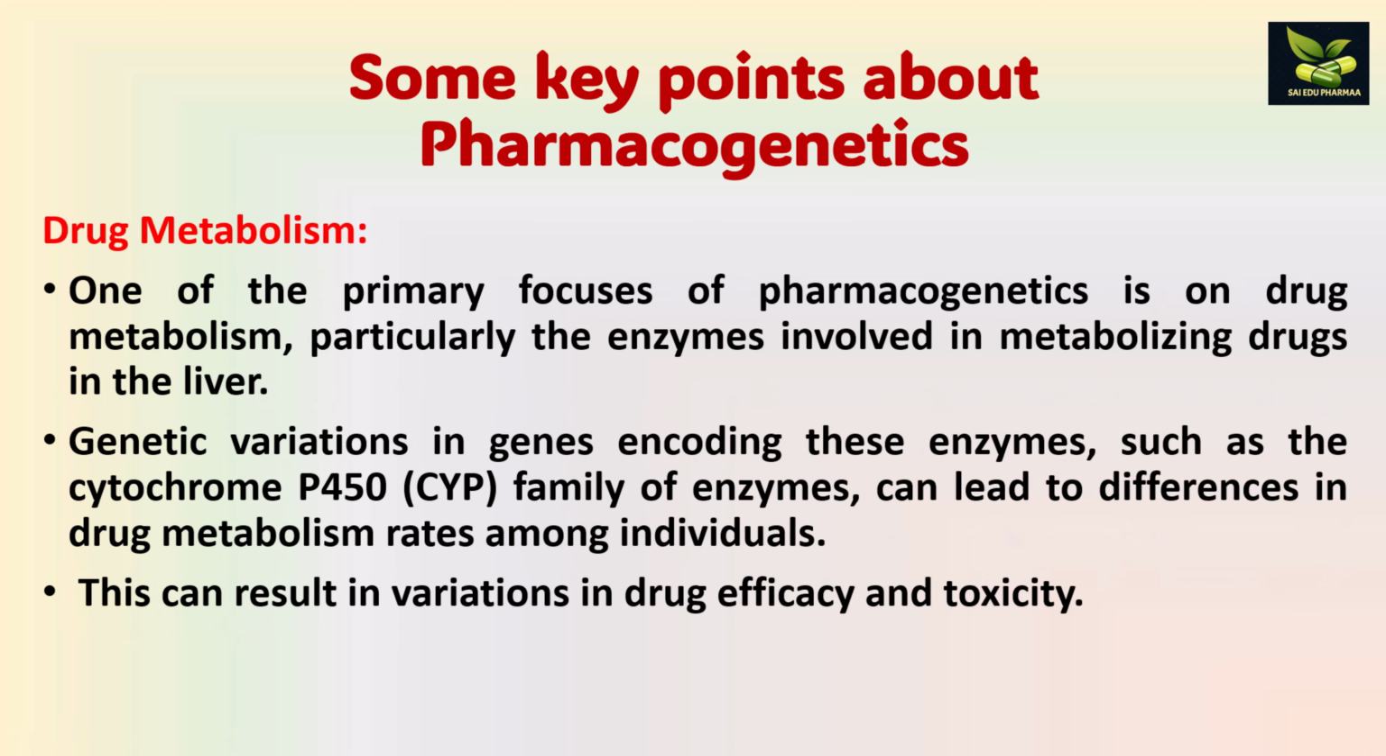Next is drug metabolism. This is a very important parameter as one of the primary focuses of pharmacogenetics is on drug metabolism, particularly the enzymes which are involved in metabolizing the drugs in the liver. For example, the genetic variations in genes encoding the enzymes such as the cytochrome P450 CYP family of enzymes can lead to differences in the drug metabolism rates among individuals. So, this can result in variations in drug efficacy and toxicity. So, drug metabolism is another parameter which has to be taken care of in pharmacogenetics.